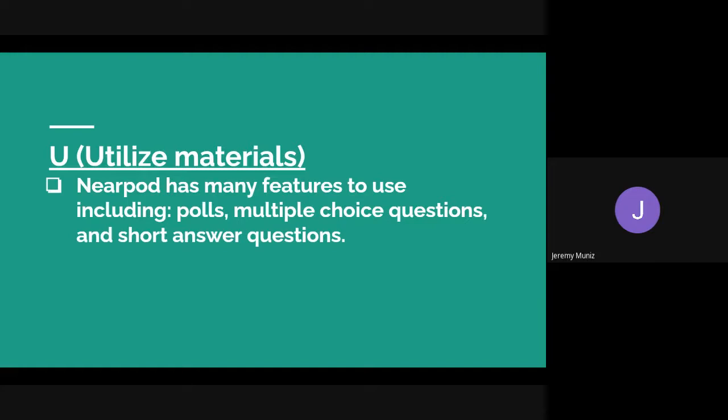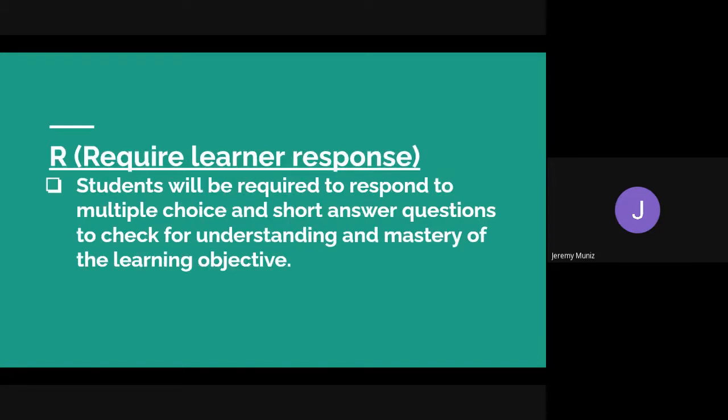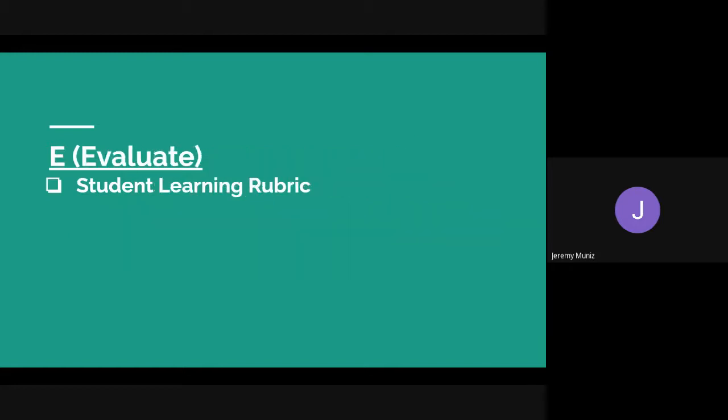So for materials, the Nearpod has many features. We can do polls, we can add video, do a little pre-teach, multiple choice questions, and short answer questions, or just a quiz that you can add towards the end. So requiring learner responses: students will be required to respond to multiple choice and short answer questions to check for understanding and mastery of the learning objective when it comes to the copyright rules.